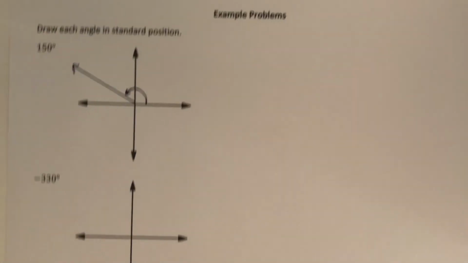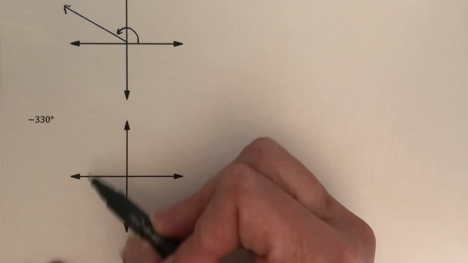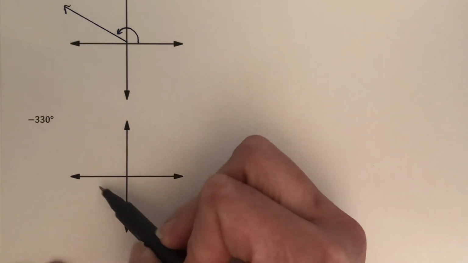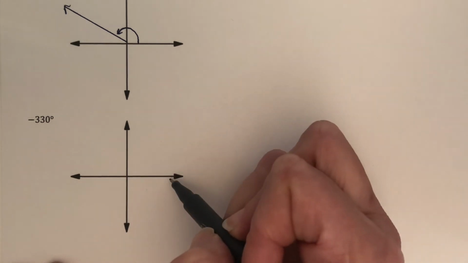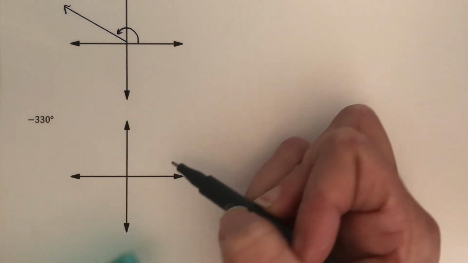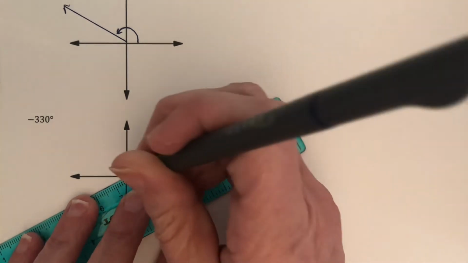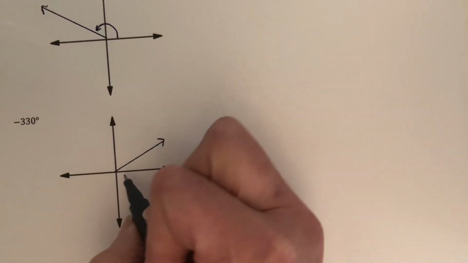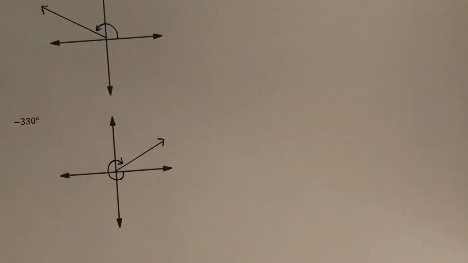Okay. If I want to graph negative 330 degree angle, I'm rotating clockwise. So from here to here would be 90, 180, 270, not quite to 360. It's going to be an angle like this. It is in the first quadrant, and we do want to indicate the direction of rotation, and it is clockwise.